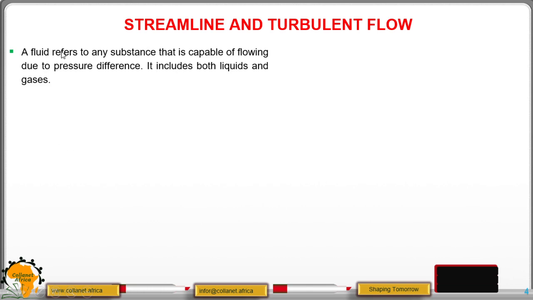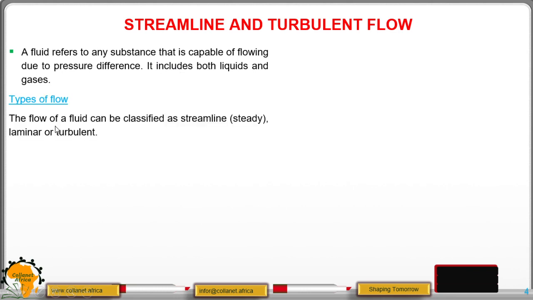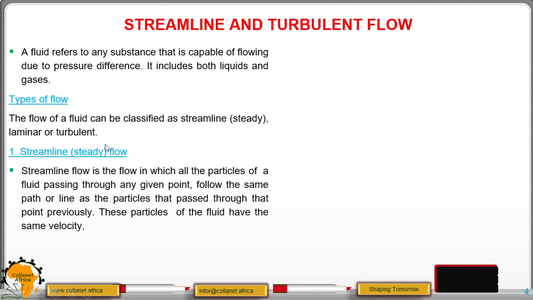A fluid refers to any substance which is capable of flowing due to pressure difference, and it includes both liquids and gases. Types of flow. The flow of a fluid can be classified as streamline, whereby we have the flow which is steady, laminar, or turbulent. Streamline or steady flow, I want us to begin with this one here.